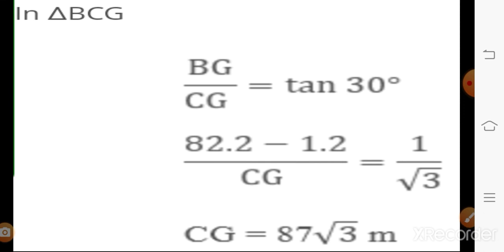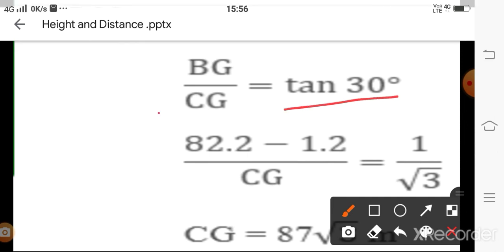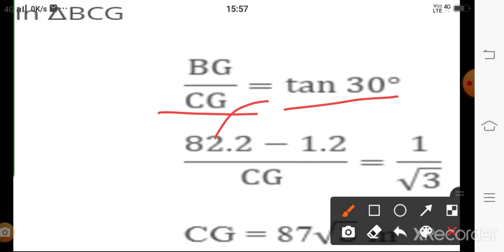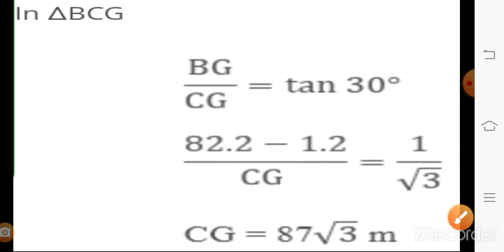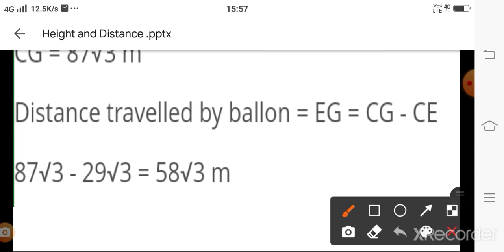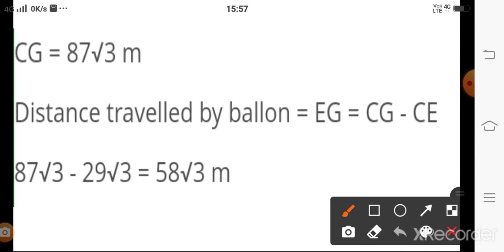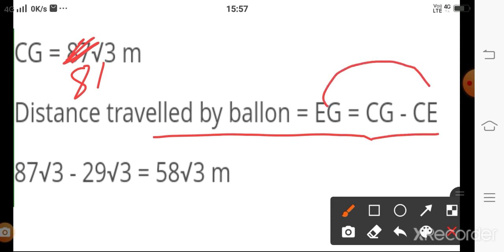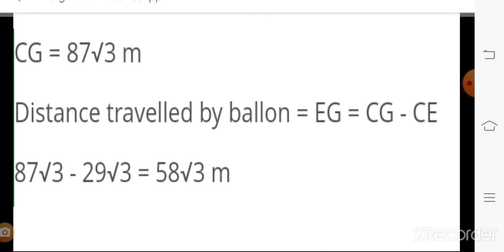Similarly, in the second triangle, using tan theta, tan 30 degree is BG upon CG. BG is the subtraction of these two, 88.2 minus 1.2, which means 81 meter, upon CG. Simplifying this, we get CG as 81 root 3. A mistake is made here, 87 is written; it is 81 root 3, not 87. I think the value is mistaken. In place of 87, in each and every place we have to write 81. Then the distance traveled by the balloon, EG, is CG minus CE, and subtracting we get 58 root 3 meter.